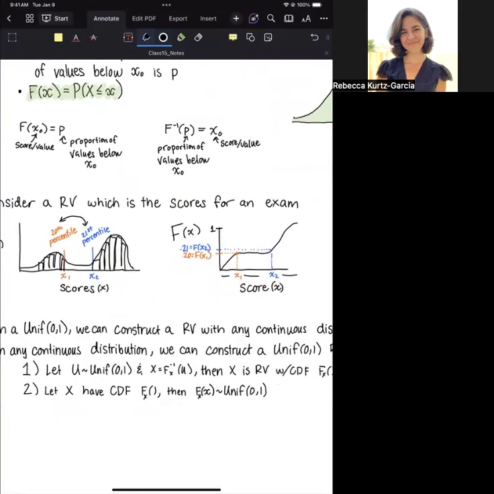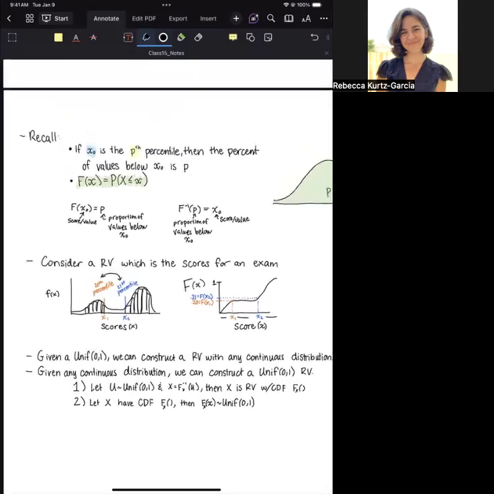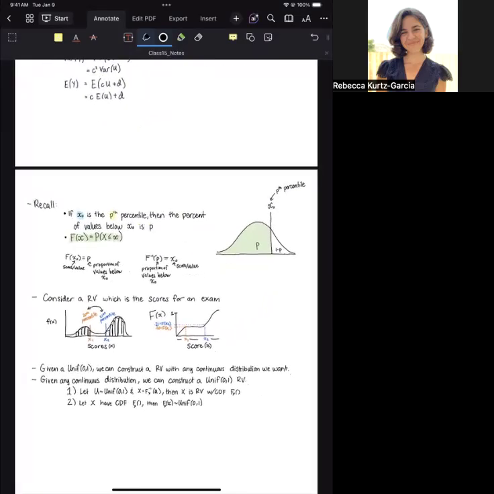And then the second point is let x have a CDF F of x. So you're starting with x, and x has this really random data. If you plug all that data, randomly distributed via x, into its CDF function, the results will be uniform, which is also a super cool property.